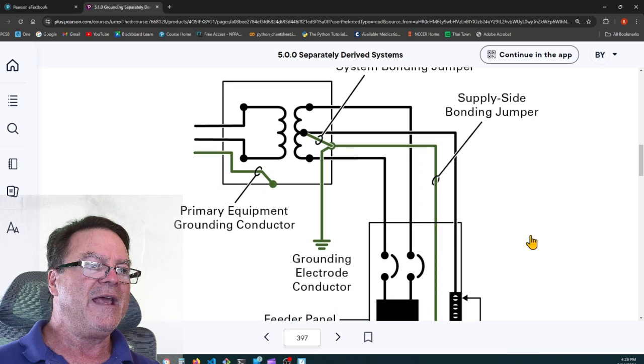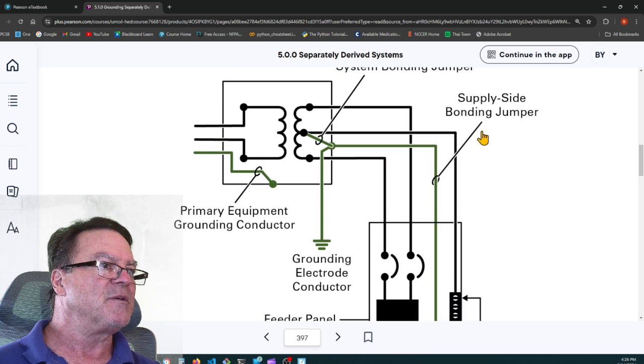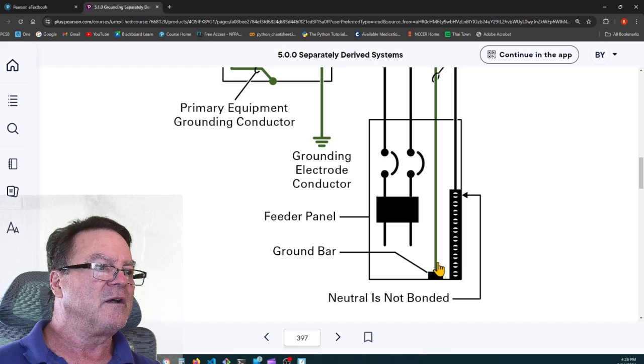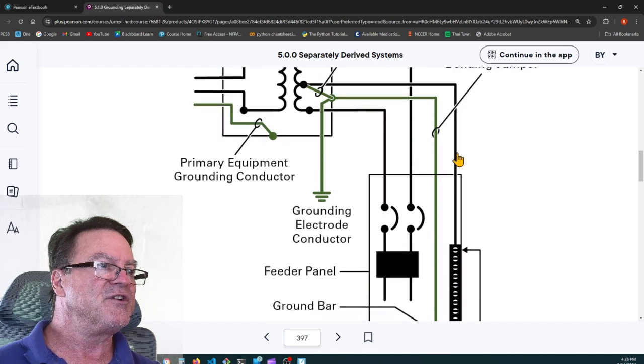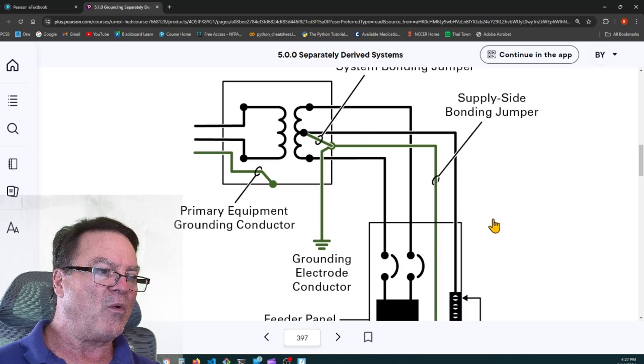So you can either bond it at the transformer casing. There's the system bonding jumper on the secondary side. And here's the supply side bonding jumper going to the shell of the new panel. And here's the neutral conductor, but you wouldn't do both.